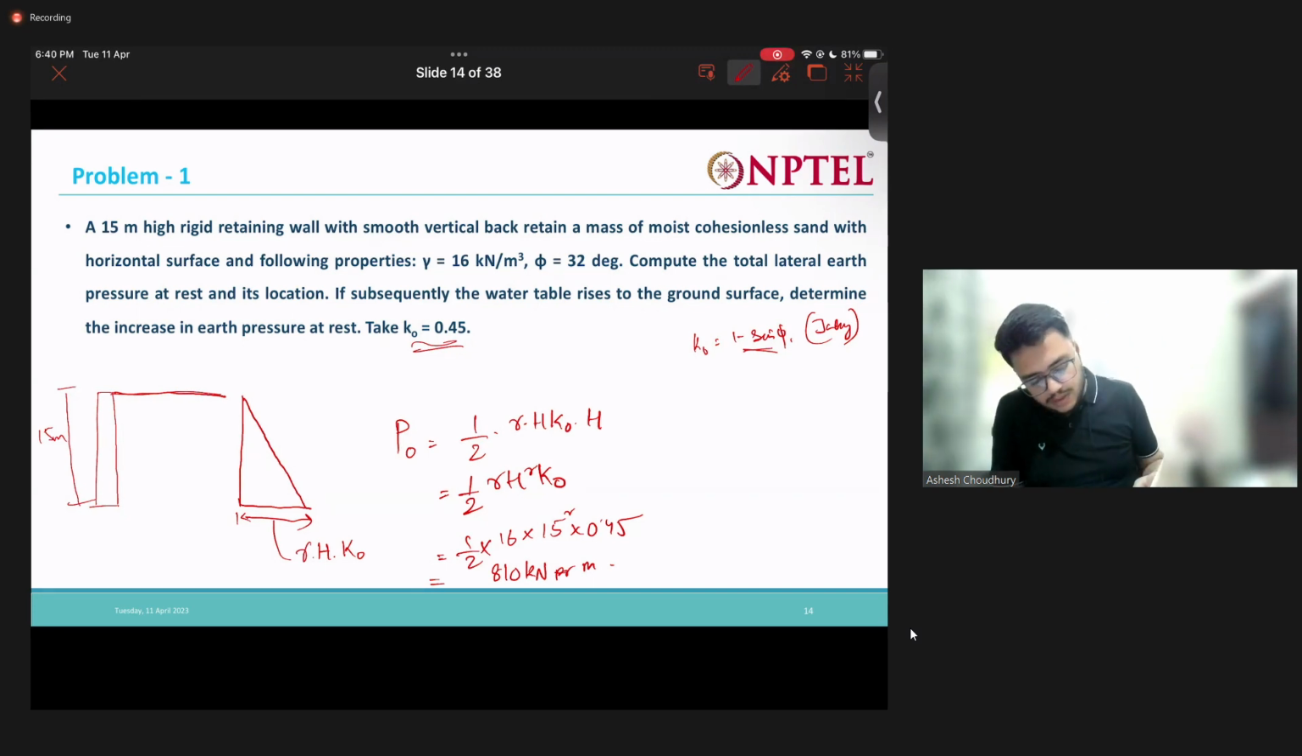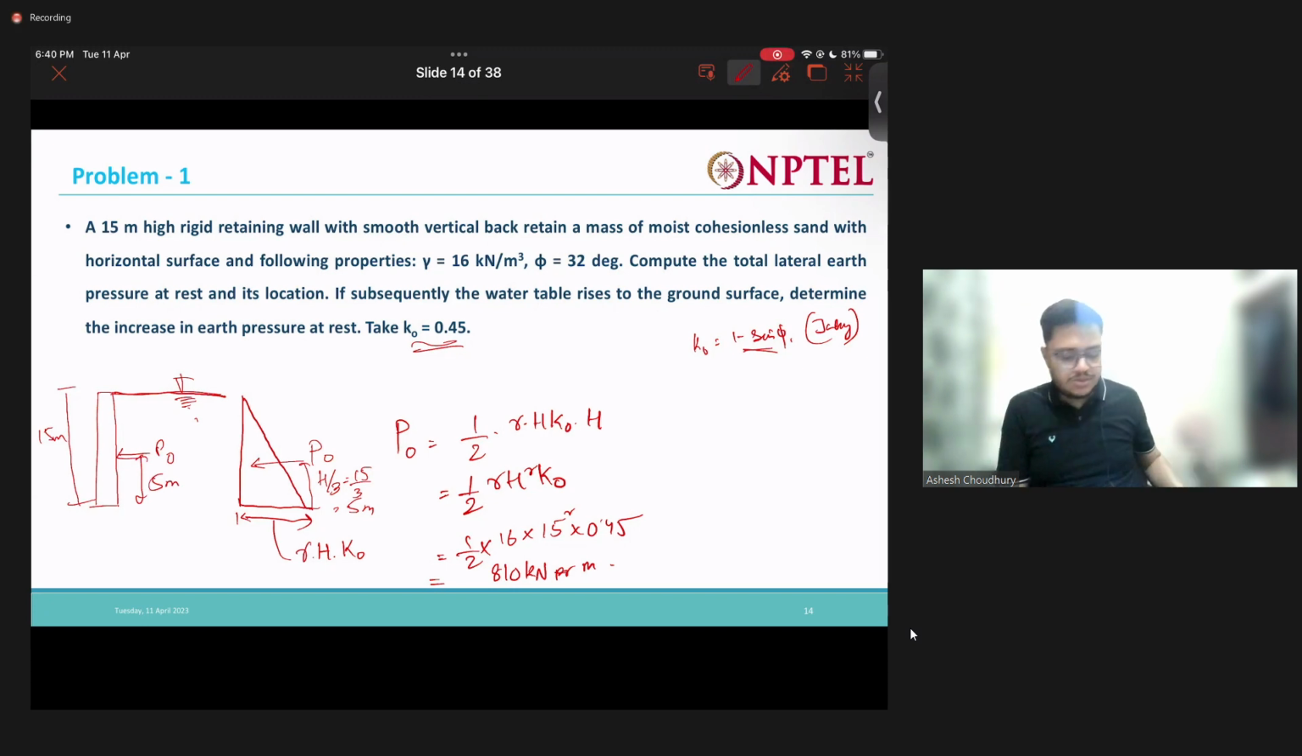Now say the water table is actually here. Okay, now first, this P naught will be acting at a height of h by 3, nothing but 15 by 3, that is 5 meters from the bottom, so it will be acting here. This is 5.